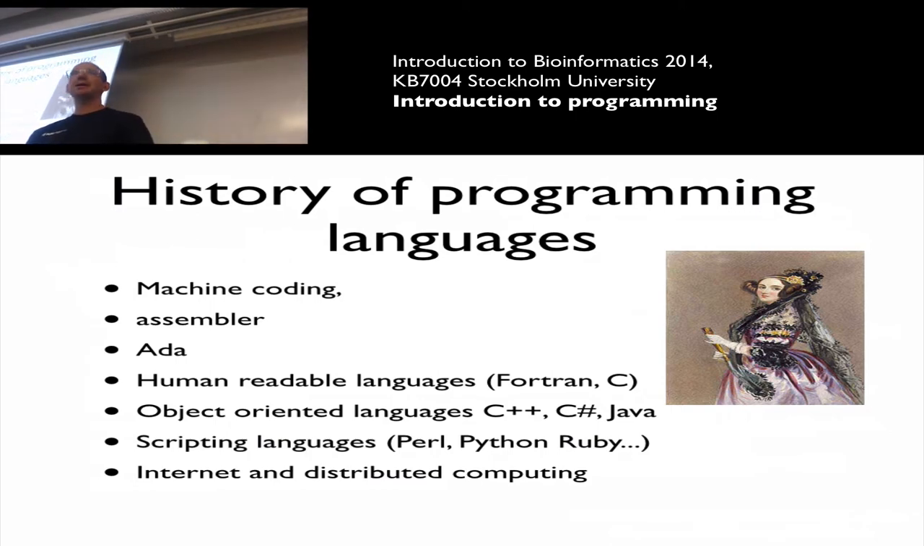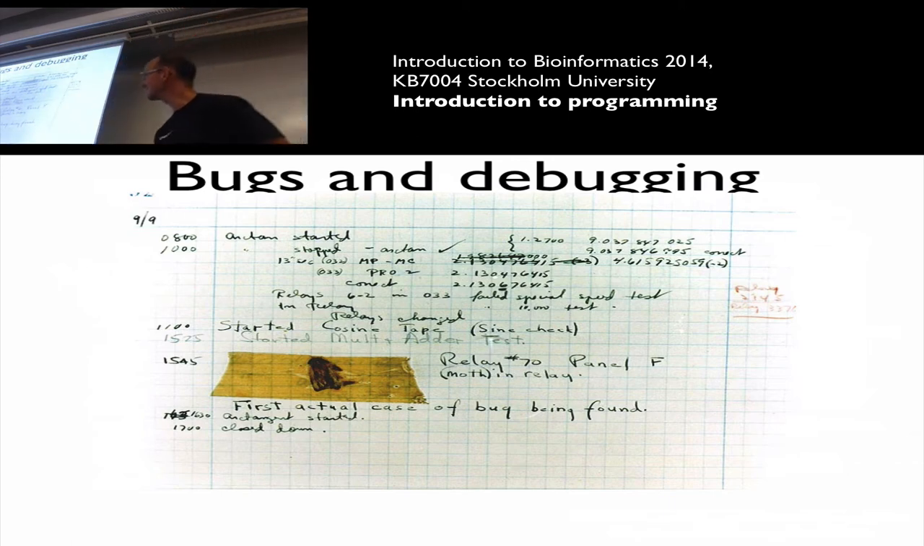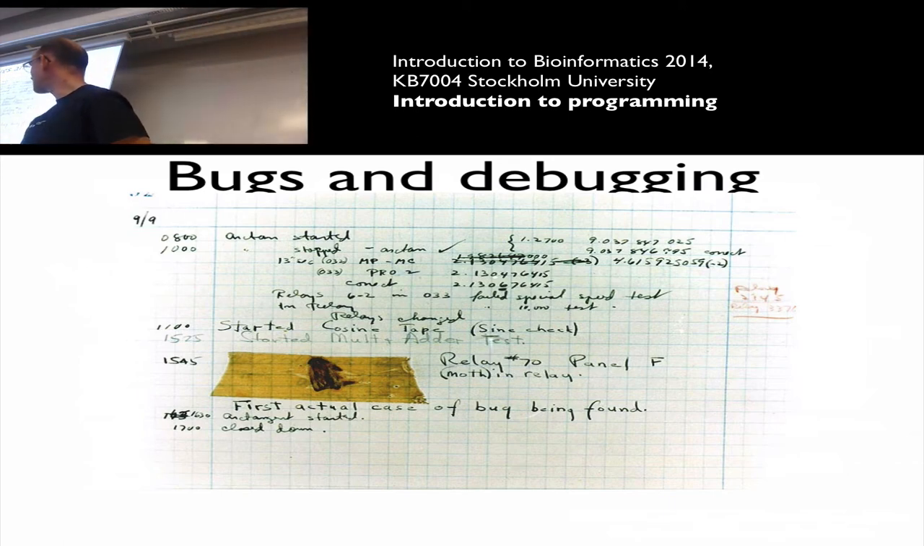So do you know what a bug is in a computer program? Who knows what a bug is? If you make a mistake in a computer program, you call it a bug. Do you know why? Anybody else know why? If I remember correctly, one of the first mistakes they couldn't find a solution to, they opened the computer and inside they found a literal bug. Yeah, they found a moth, in panel F, relay number 70.